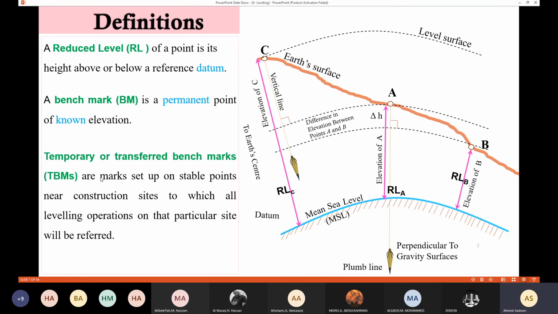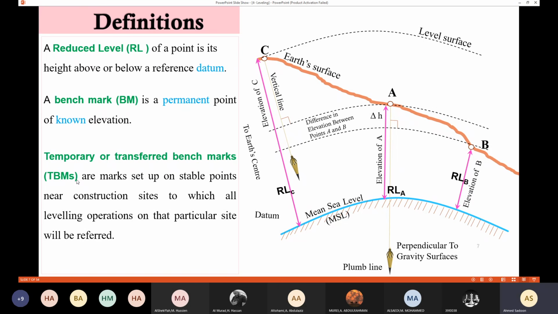Also, we have temporary or transferred benchmark, TBM. Those are marks set up on suitable points near construction sites. Again, the benchmark may be away from you. You are making a construction site, and then you need to have a reference point. So in this case, you need to work with a point with known elevation which is close to the construction site. We call this point temporary benchmark or transferred benchmark.